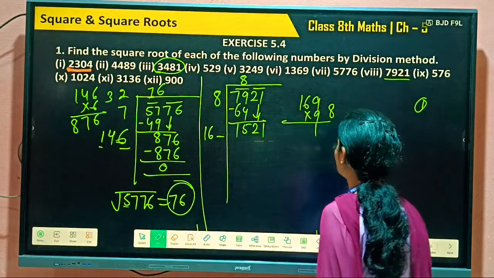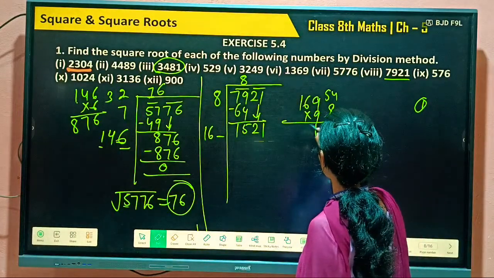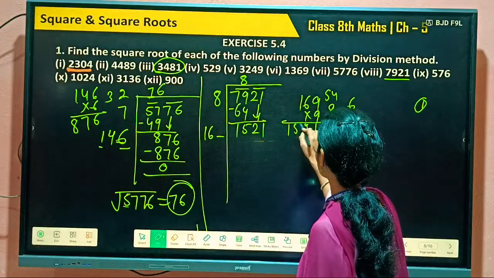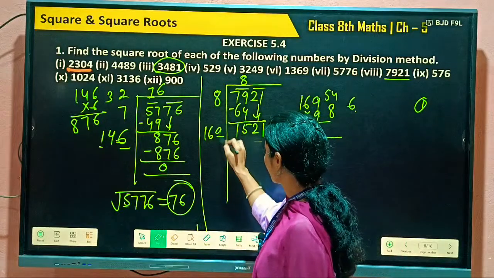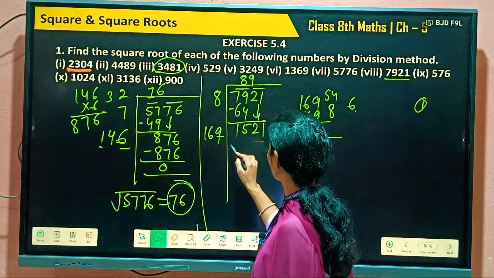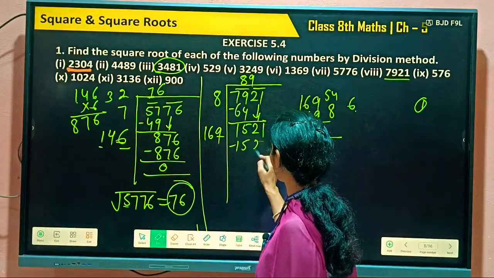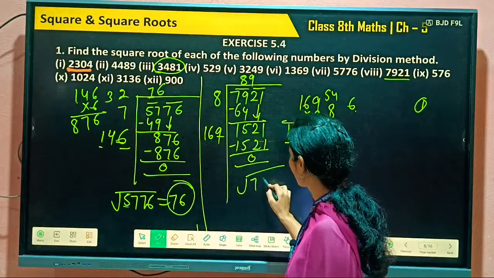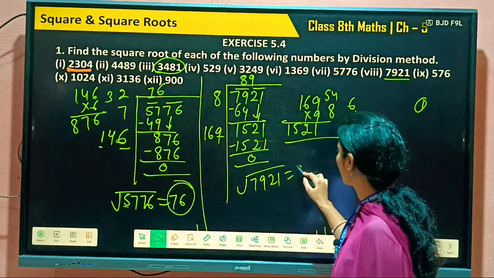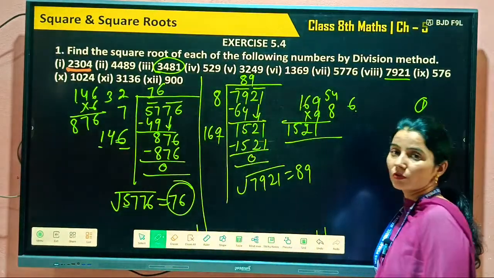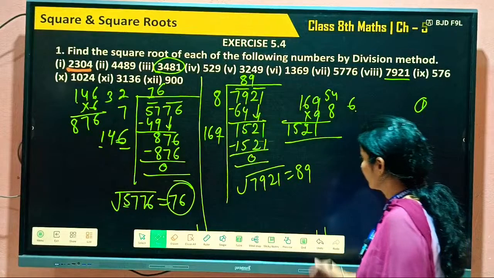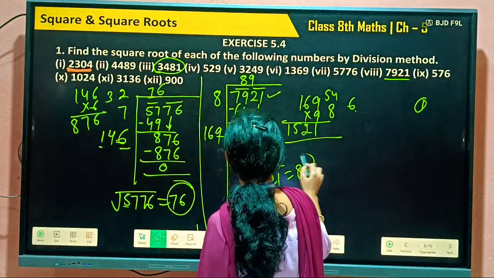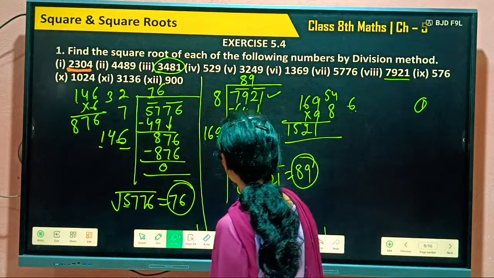9 6s are 54. Then it will be 62. 9 1s are 9 and 5, 50. So this digit is 9. You will write there 9, and the multiplication is 1521. Remainder is 0. So the square root of 7921 is 89. What is the square root of 7921? It is 89. Let us do the next part.